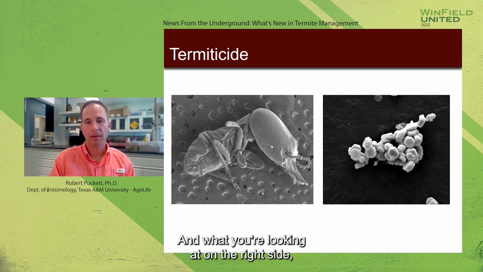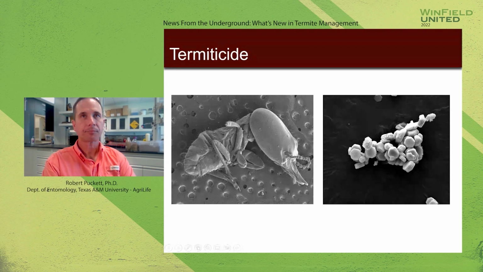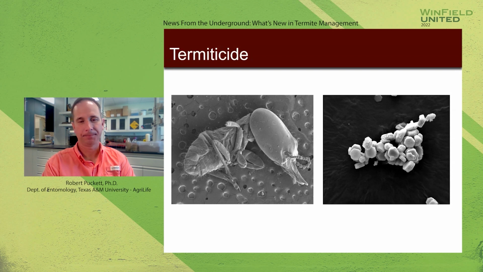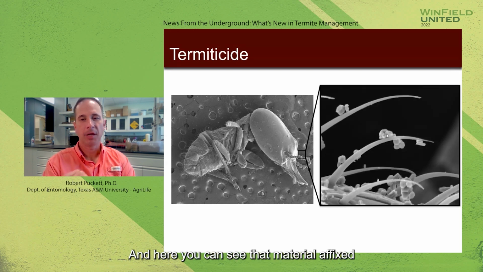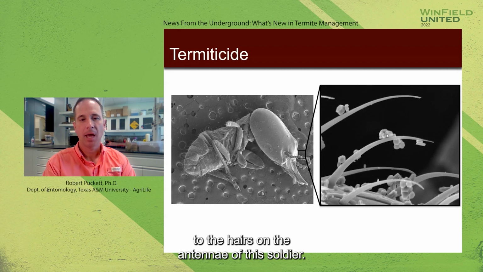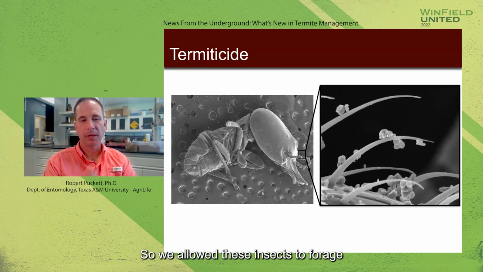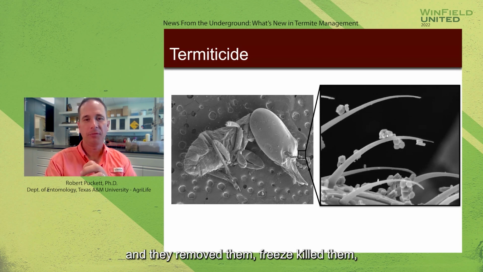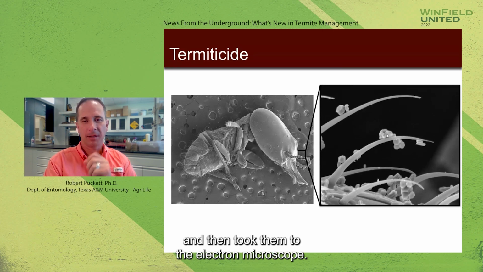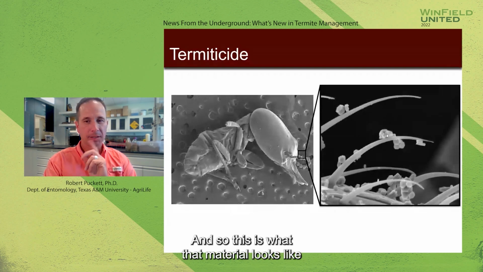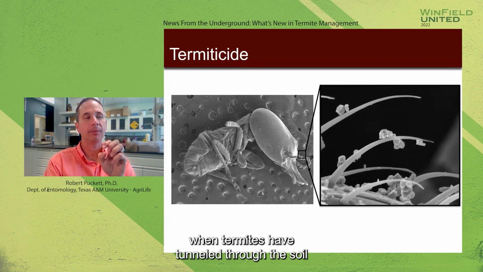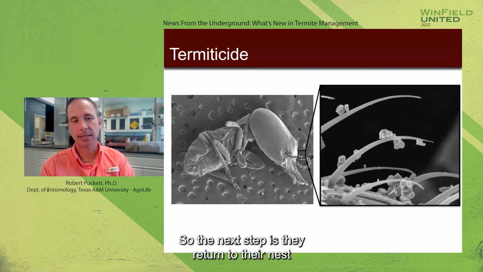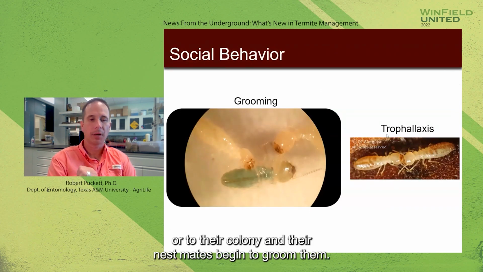those bounce back to a sensor, and it gives us an incredibly resolved image of the subject. And what you're looking at on the right side there is a conglomerate of microencapsulated termiticide. Here you can see that material affixed to the hairs on the antennae of this soldier. So we allowed these insects to forage through treated play sand in the laboratory, and then removed them, freeze killed them, and then took them to the electron microscope. This is what that material looks like when termites have tunneled through the soil that you've treated with a contact insecticide.